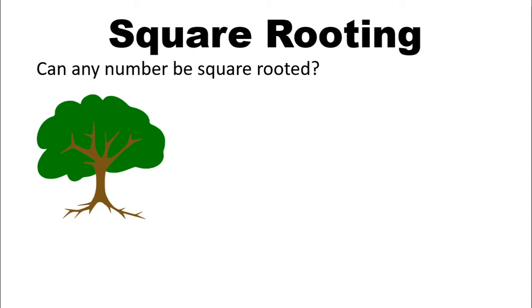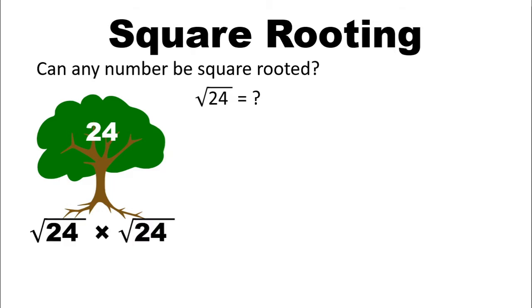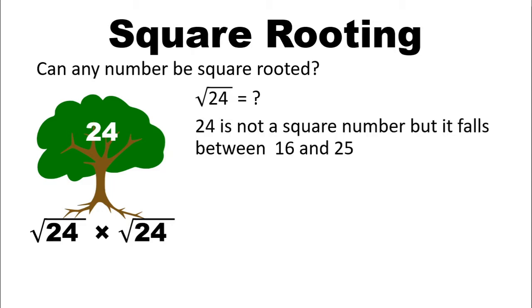But now, can we square root any number? What about a number like 24? The square root of 24 would be the number that multiplies by itself to give 24. So square root of 24 times square root of 24 would give us the answer of 24. But what is the square root of 24? If it's not a square number, how can we square root it? We could estimate or take an educated guess at what it is.